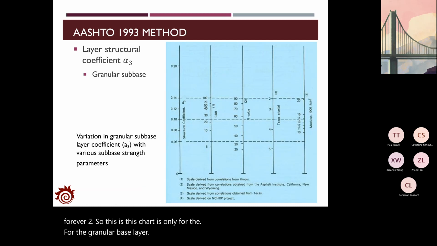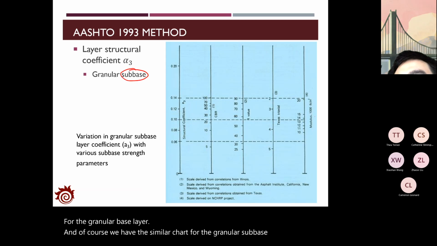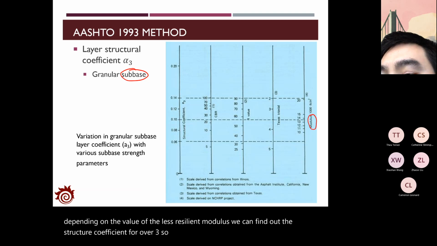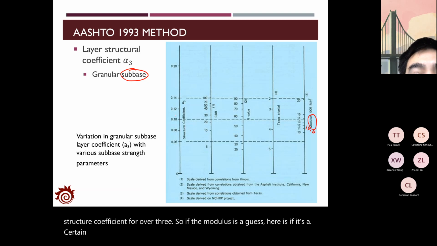And of course, we have a similar chart for the granular sub-base layer. Depending on the value of the resilient modulus, we can find out the structural coefficient for alpha 3. So if the modulus is, I guess here, 13.6, then you can find that alpha 3 will be 0.1.